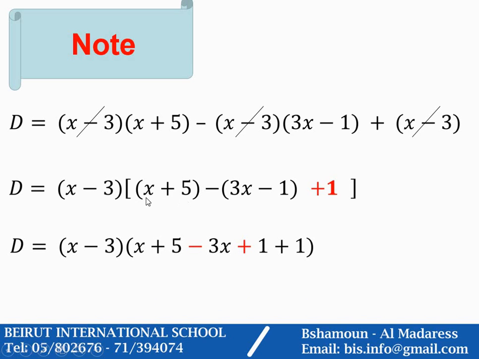And then you do the same way. You remove parentheses and you distribute this minus to the parentheses. It will be minus 3x plus 1. And do not forget this plus 1. And you collect the like terms to get the last answer, x minus 3 into minus 2x plus 7, because x minus 3x is minus 2x, and 5 plus 1 plus 1 is plus 7.